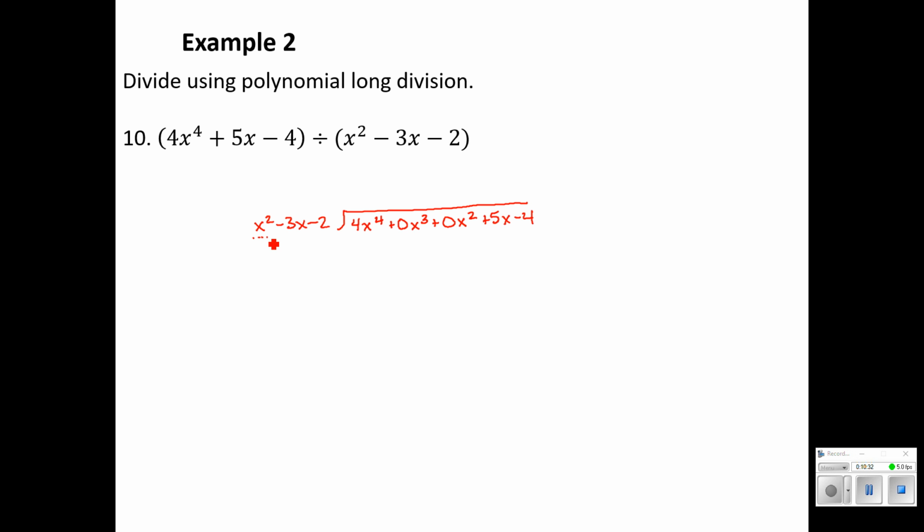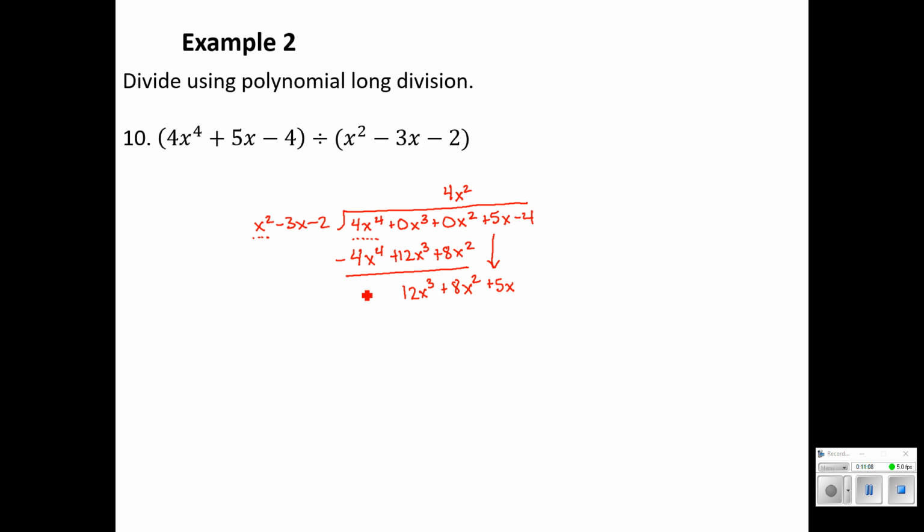I want to make places for those in my quotient up above. All right, we're concerned about the lead term. What do I multiply x squared by to get to 4x to the fourth? Well, that would be 4x squared. So I put 4x squared in that appropriate column, and then we distribute it. 4x to the fourth minus 12x cubed minus 8x squared. Switch the signs and add. You can see the x to the fourth cancel. Those are the ones we wanted to cancel. We get 12x cubed and 8x squared, and we drop down the next one in line, plus 5x.